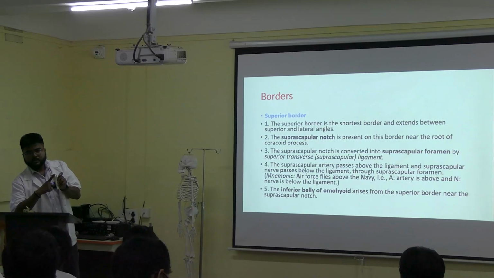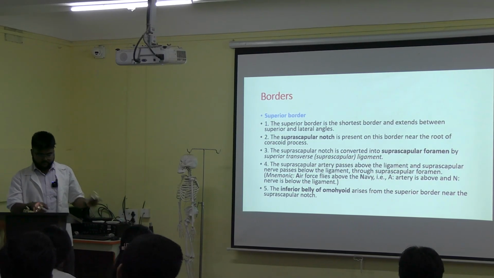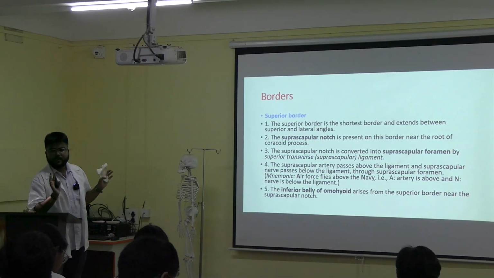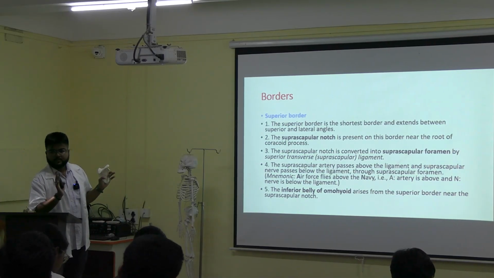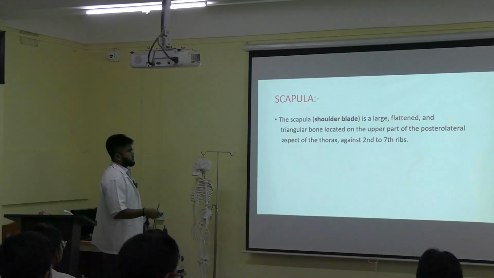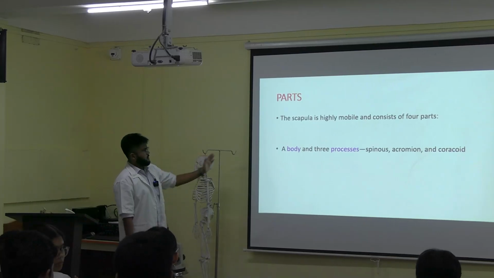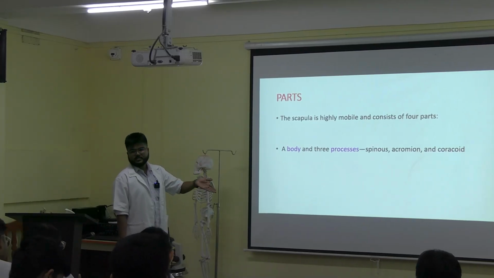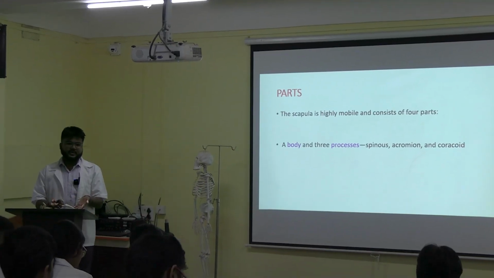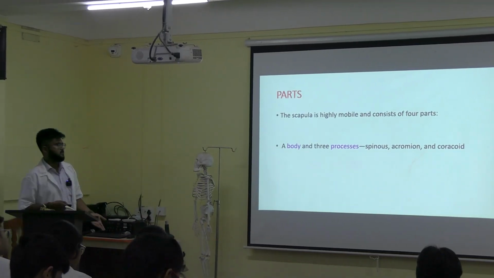One is your spinoglenoid notch, another is your suprascapular notch. So that's all about the scapula bone. You have to remember these things. So this is mainly the location. Next, the parts: body and process. You all know the body and the spinous process, acromion process and coracoid process. Three processes, finished.